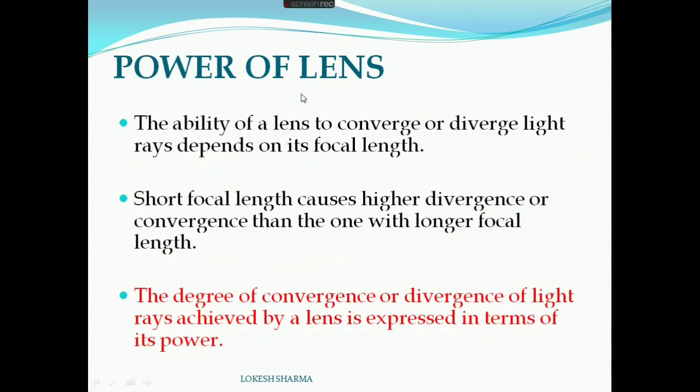Now the next heading is power of lens. The ability of a lens to converge or diverge light rays depends on its focal length. A short focal length causes higher divergence or convergence than one with a longer focal length. The degree of convergence or divergence of light rays achieved by a lens is expressed in terms of its power.